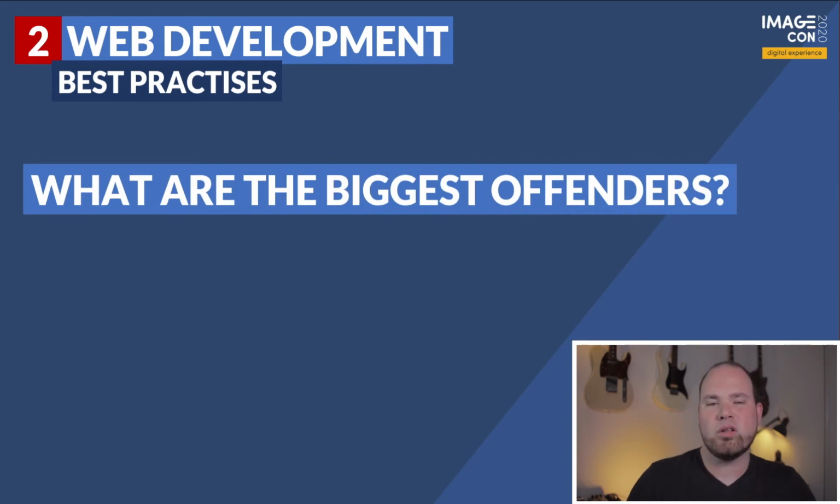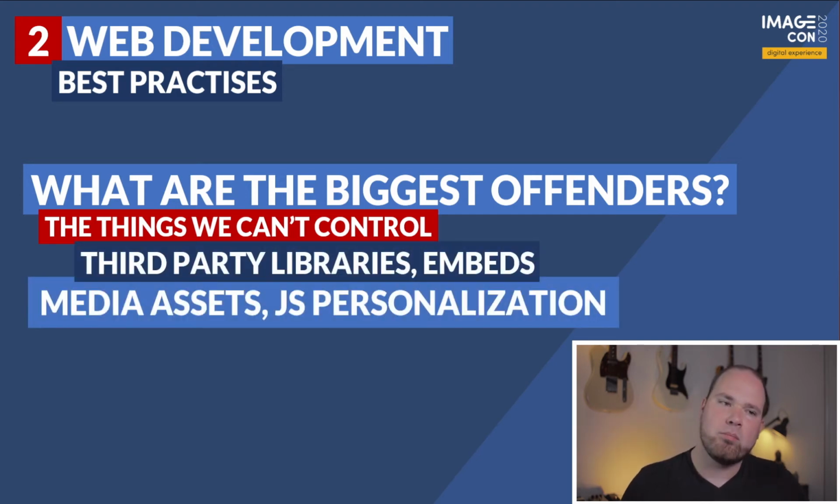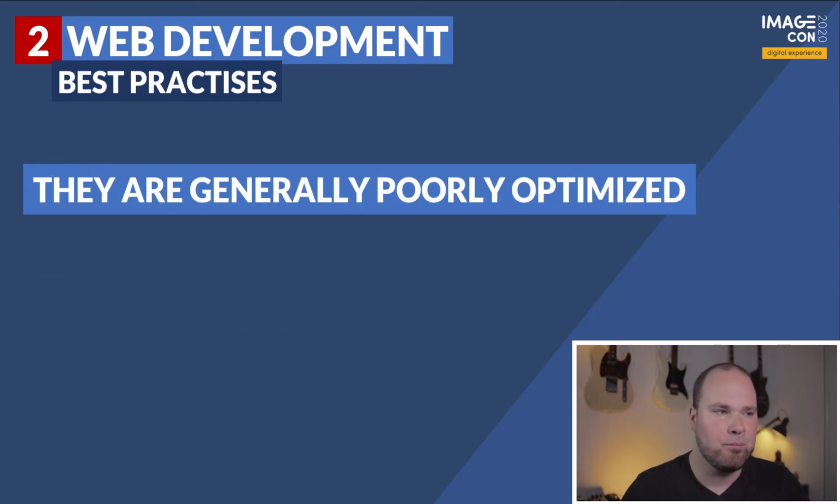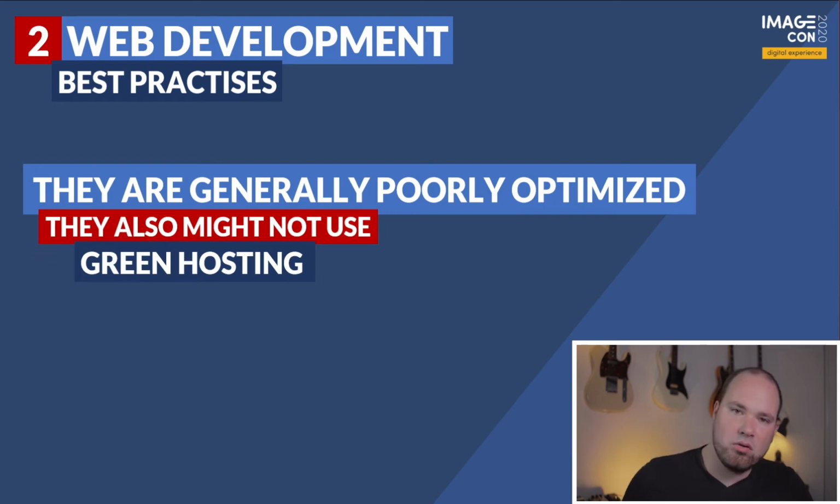So let's talk about what the biggest offenders are for a web page that doesn't have a low carbon footprint. And generally, that's the stuff we cannot really control in the development team. So think about third-party libraries, embeds, media assets, JavaScript personalization, tagging, systems like that. Generally, they're poorly optimized because they have to work everywhere, so they have a lot of features and they're bulky. And they might not use green hosting, and you cannot control that, right? And that's a big part of having a low carbon footprint.